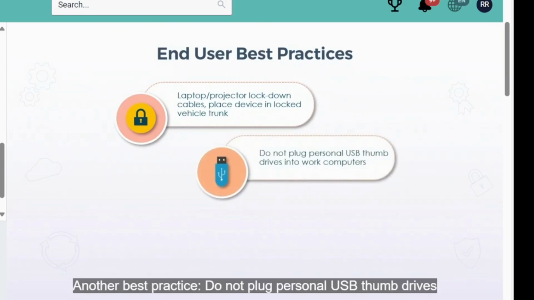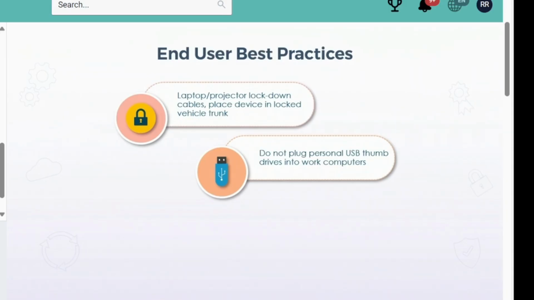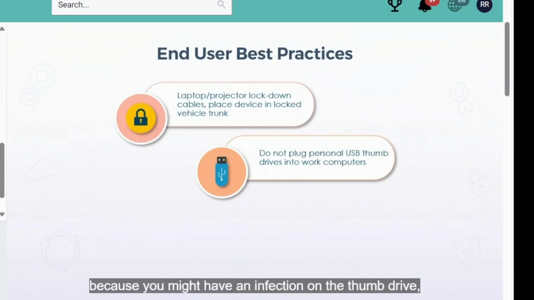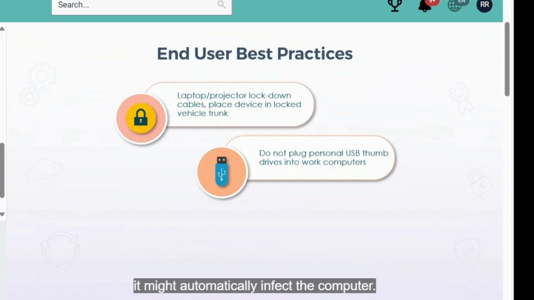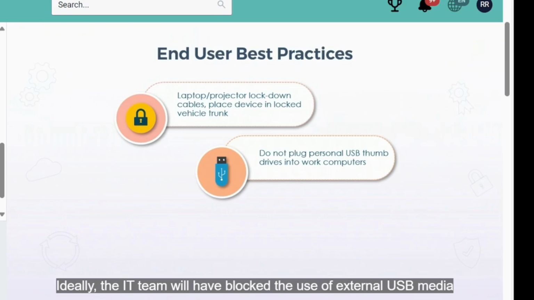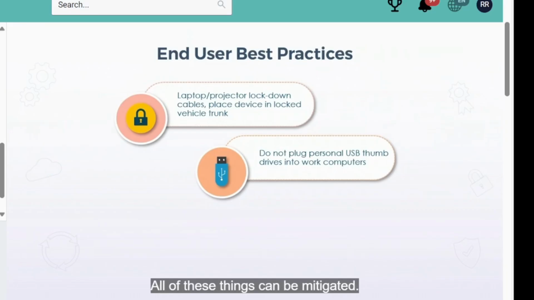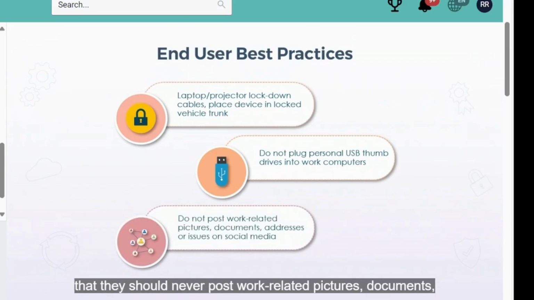Another best practice, do not plug personal USB thumb drives into work computers because you might have an infection on the thumb drive, and if AutoRun is enabled on the work computer, it might automatically infect the computer. Of course, we can always make sure that we have the latest and up-to-date virus scanners. Ideally, the IT team will have blocked the use of external USB media and maybe disabled AutoRun. All of these things can be mitigated. End users should also be educated to the fact that they should never post work-related pictures, documents, addresses, or anything related to work on social media.